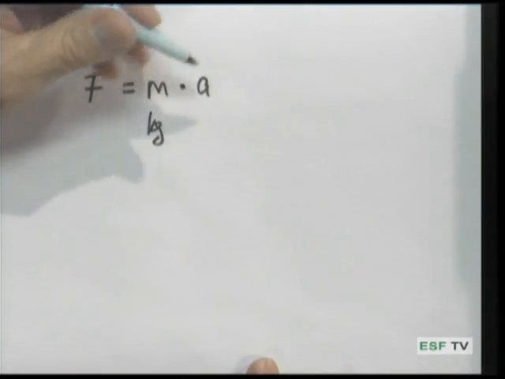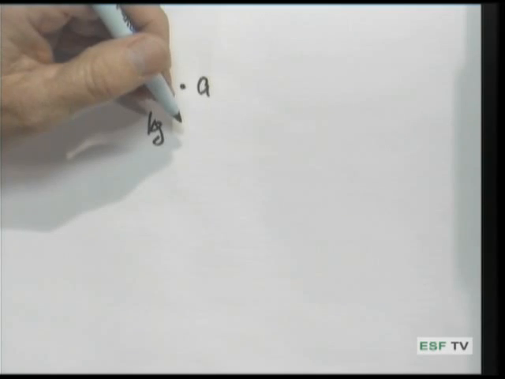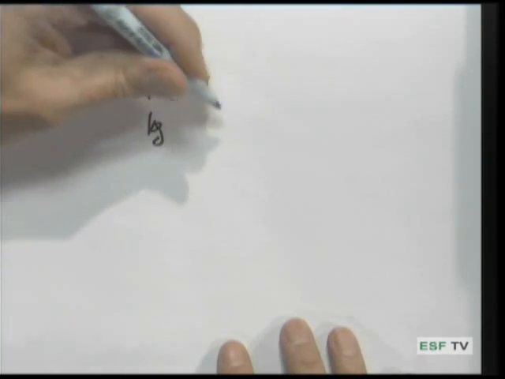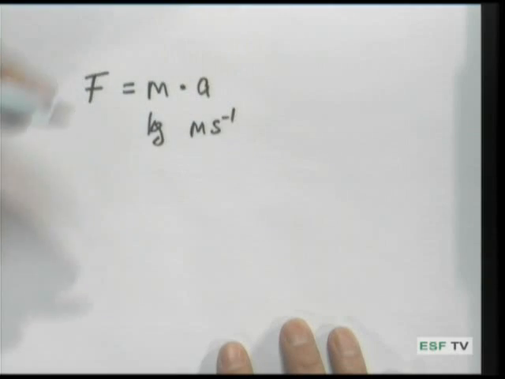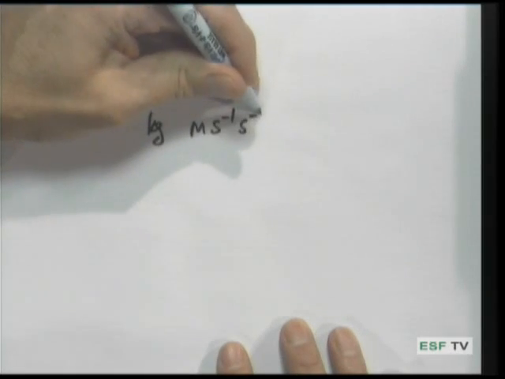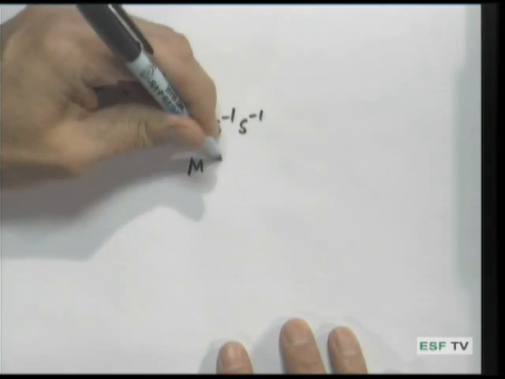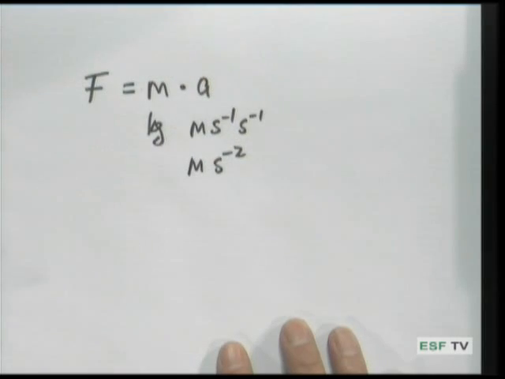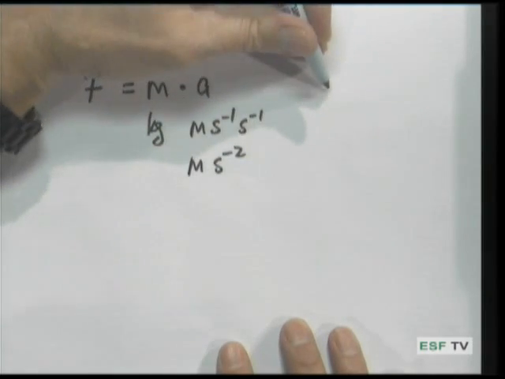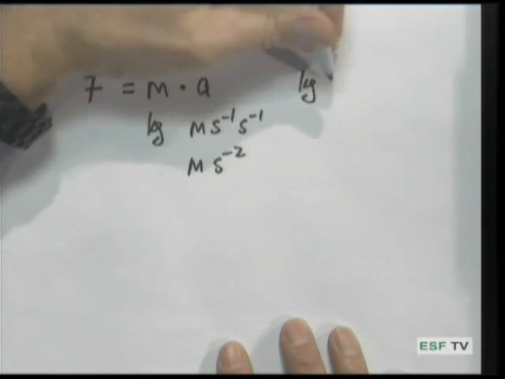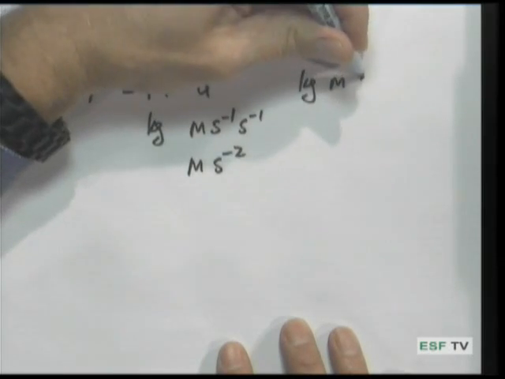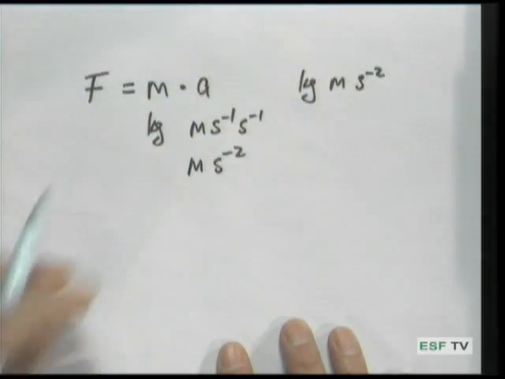And this has units of kilograms, and acceleration is a measure of change of speed with time. And so this has units of velocity with respect to time, or meters per second squared. And so the units of force are essentially kilograms meters per second squared.